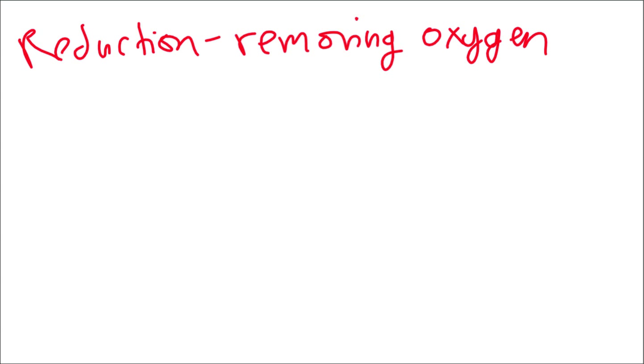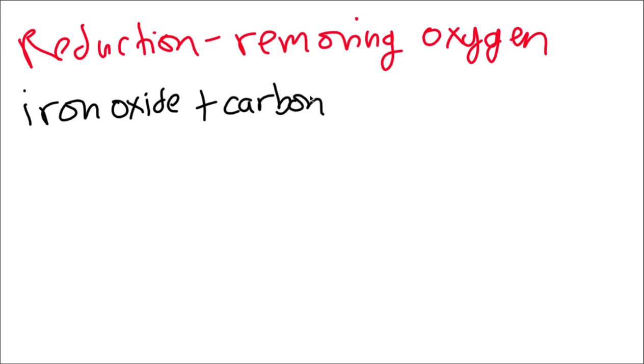So, for example, to get pure iron from its ore, you take the iron oxide and heat it with carbon. The iron is dumped by the oxygen because carbon is more reactive. It's more attractive to that oxygen. So the iron ends up by itself and carbon gets with the oxygen. So you get iron plus carbon dioxide.